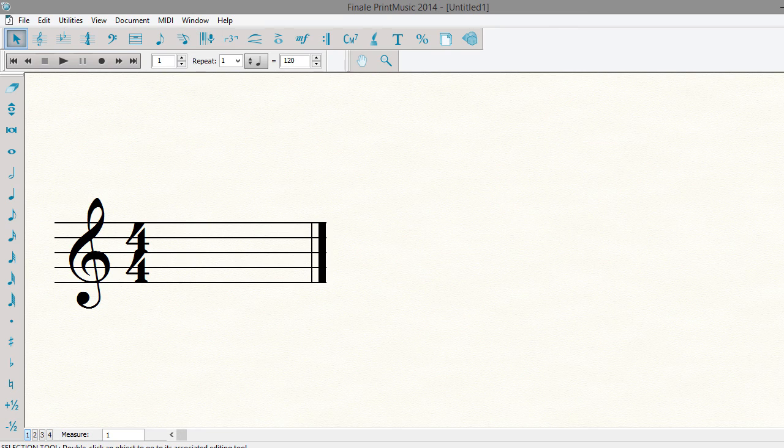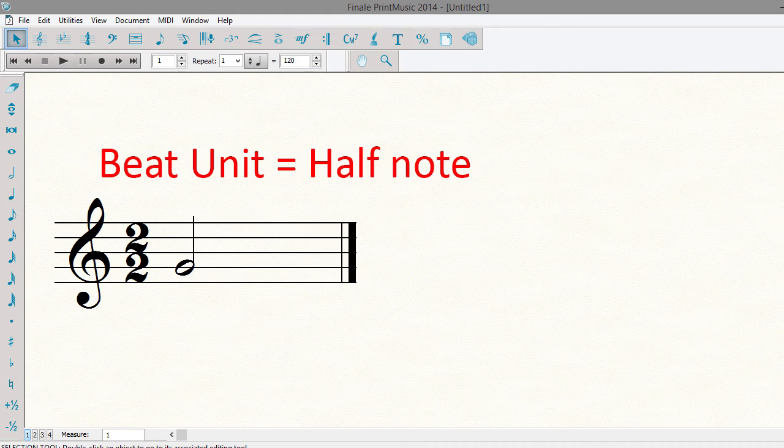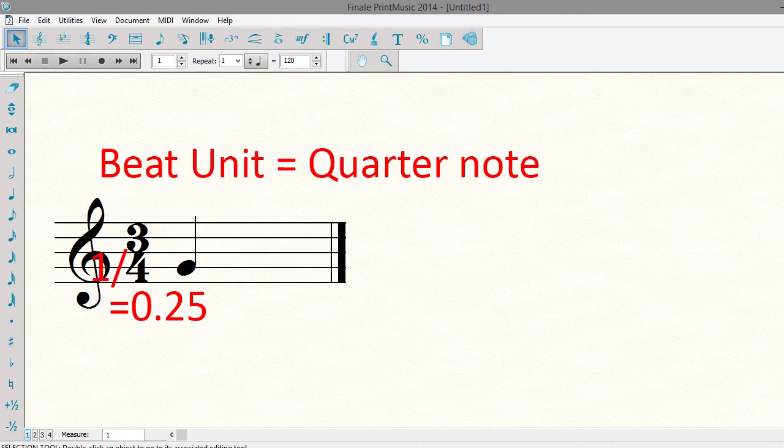Now all time signatures consist of two numbers. The lower is the beat unit and tells how long one beat is. So in this example, the beat unit would be a half note. An easy way to think of it is like division. If you divide 1 with 2, you get a half, hence a half note. So in this example, you take 1 and divide it by 4, it gives a quarter, meaning that the beat unit is a quarter note.